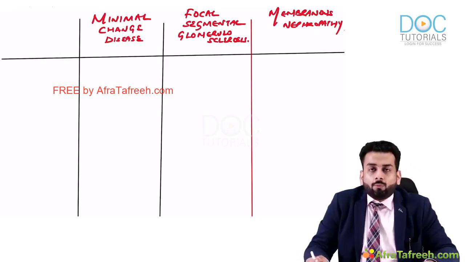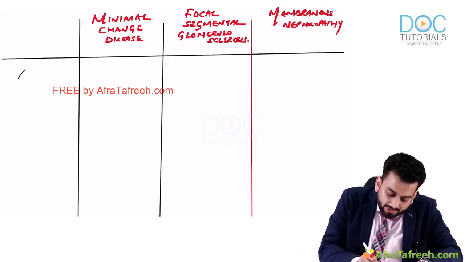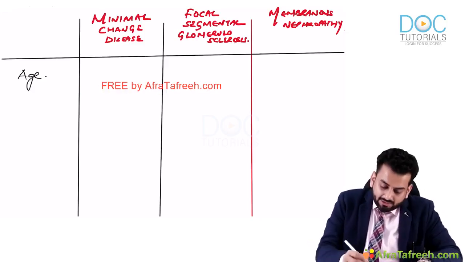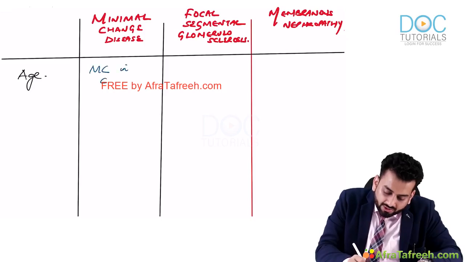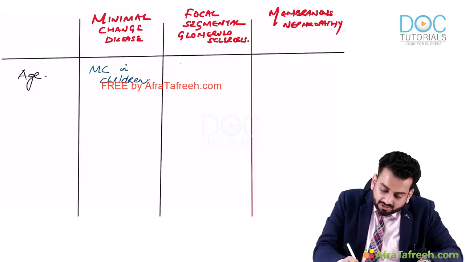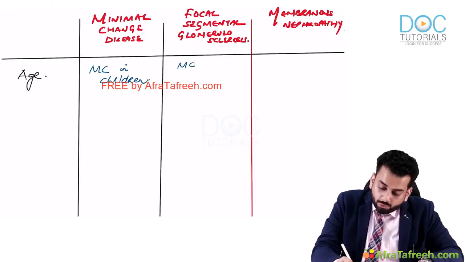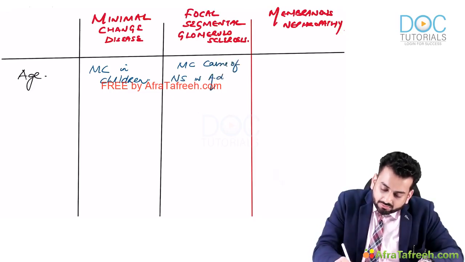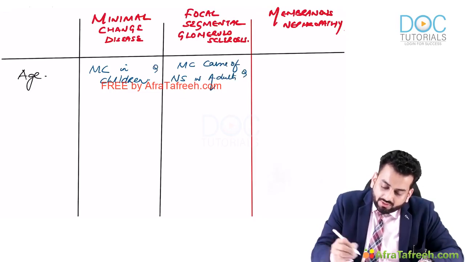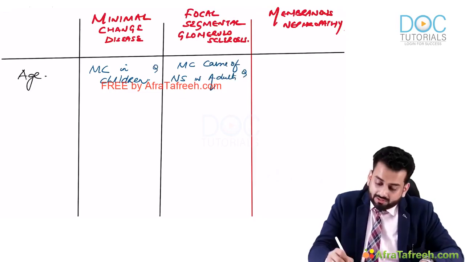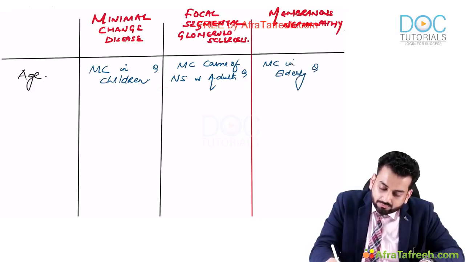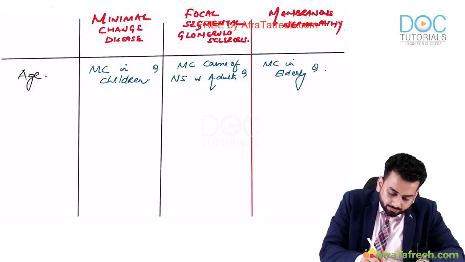So as I said, what is the age group that each one of them presents in? Now, minimal change disease is most common in children. Focal segmental glomerulosclerosis is the most common cause of nephrotic syndrome in adults. All of them are MCQs, whereas membranous nephropathy is most common in elderly. It itself is an MCQ.